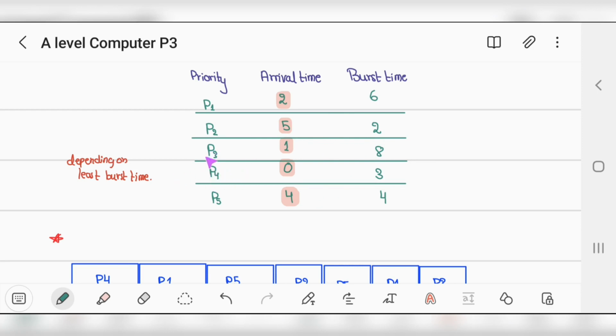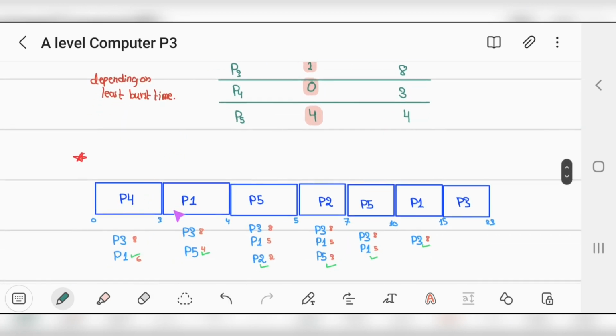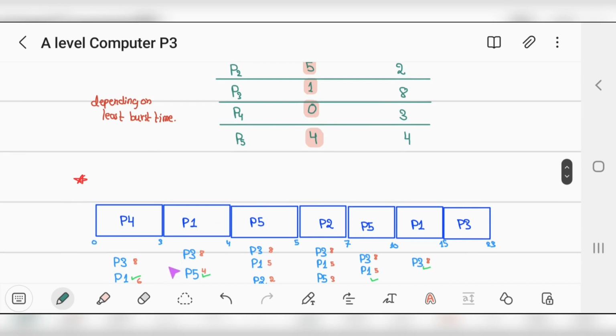Then after 2 seconds P1 came, and comparing all of these, P4 still has the least burst time, because after 2 seconds its burst time becomes 1, compared with 3 and with P1. So it executes completely. Then P1 came, because it has the least burst time. After 1 second, P5 came, and we compare: P1's burst time becomes 5, P3 has 8, P5 has 4, so 5, 4, 4.